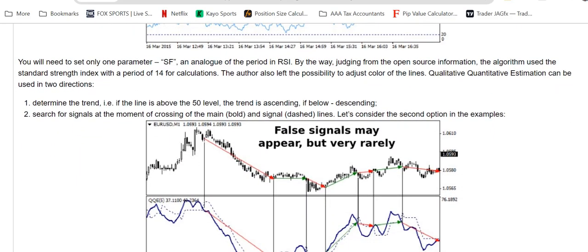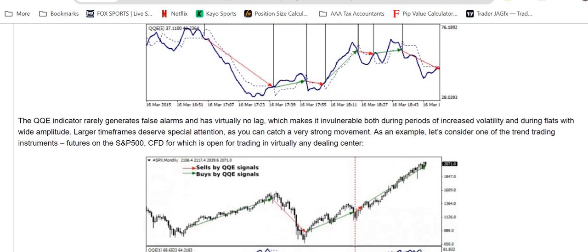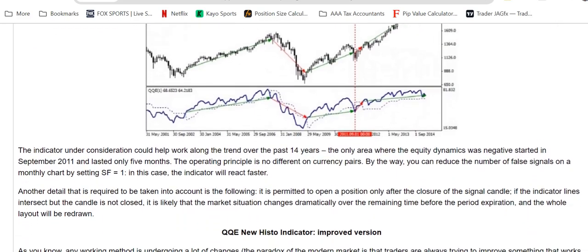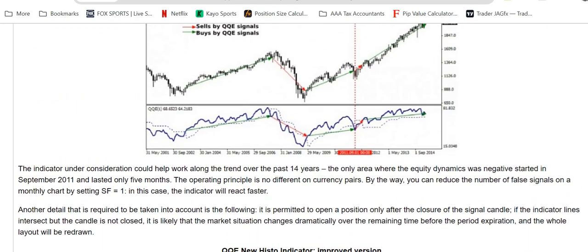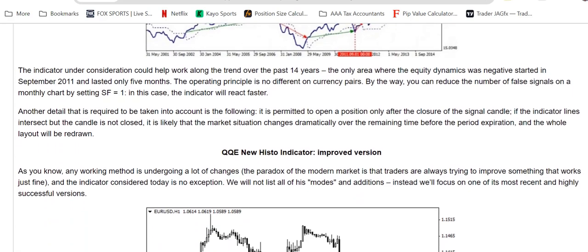False signals may appear, but very rarely. They're using different settings to the 183. I think they're using the 14 for the RSI instead of an 8 like I use. And when I use my settings, they're just settings that work for me. There's no perfect settings for any indicator, so just be clear of that.